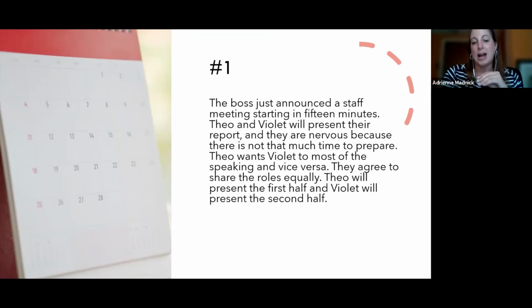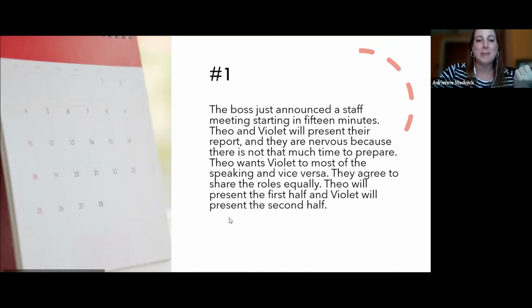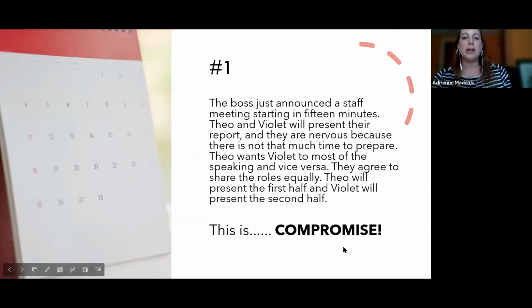So looking at your list, you can use the chat or unmute. I can't really see everybody, but that's okay. What do you think this first scenario is describing? What do you think Theo and Violet are doing? Good, Kayla, good. Melina, good. Yes, compromise. Good job, guys. Good, Aaliyah. Thank you so much. So they're compromising, definitely. This is compromise. You do a little part, I do a little part. We share that responsibility. Great. It could have gotten ugly, but I think they worked it out and were able to compromise.